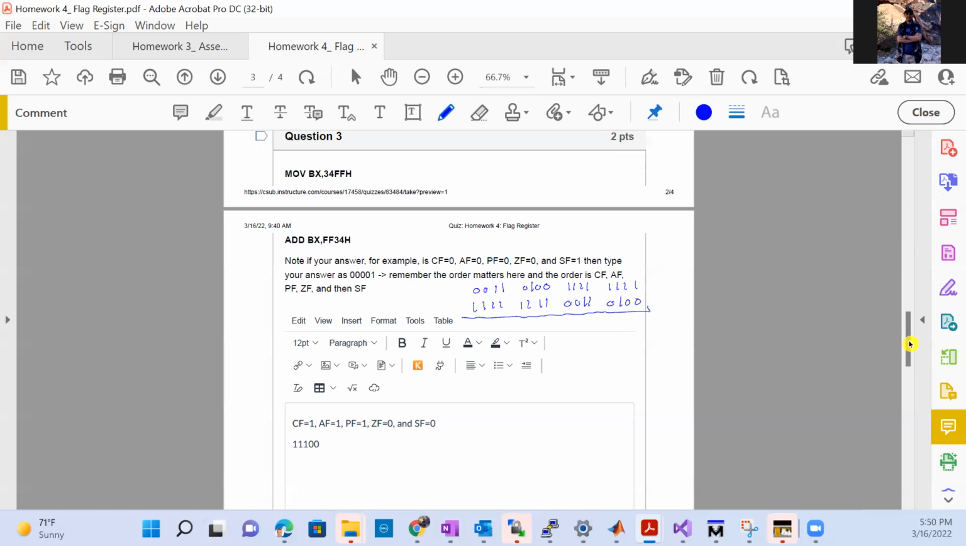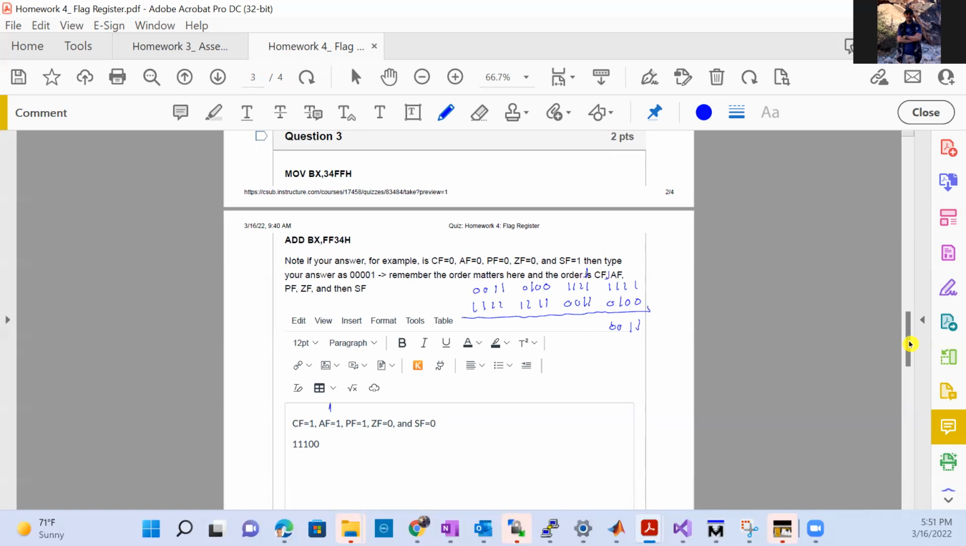So let's do that. 1 plus 0 is 1. 1 plus 0 is 1. 1 plus 1 is 0, and we have a carry of 1. 1 plus 1 is 2, which is 0, and we have a carry of 1. And before you continue, the auxiliary flag is 1.